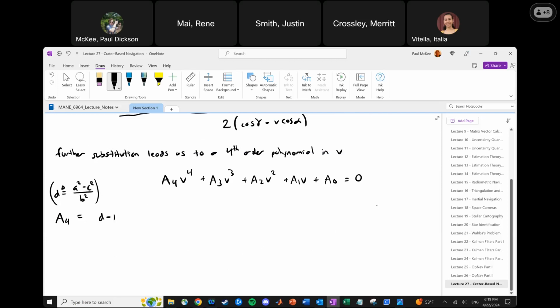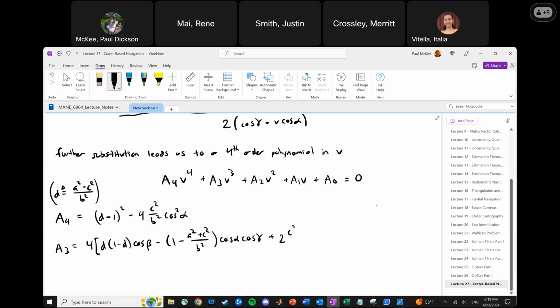A4 is d minus 1 squared minus 4 c squared over b squared cosine squared of alpha. A3 is 4 d times 1 minus d cosine of beta minus 1 minus a squared plus c squared over b squared cosine of alpha cosine of gamma plus 2 c squared over b squared cosine squared alpha cosine beta.